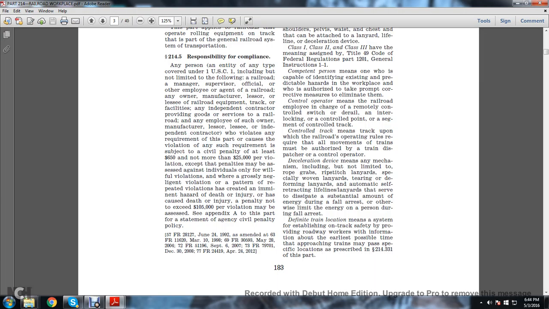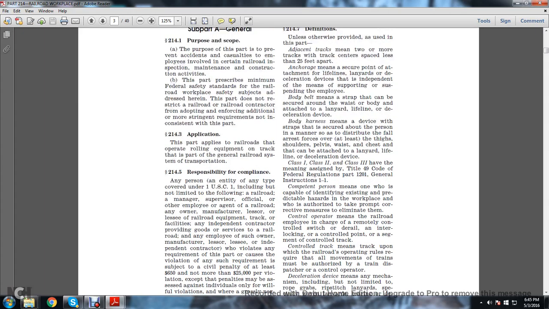Except, penalties may be assessed against individuals only for willful violations. Where a grossly negligent violation or a pattern of repeated violations has created an imminent hazard of death or injury, or has caused death or injury, a penalty not to exceed $105,000 per violation may be assessed. See Appendix A to this part for the statement of the agency's civil penalty policy.